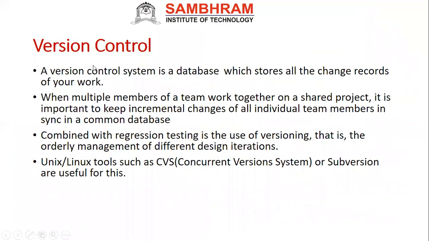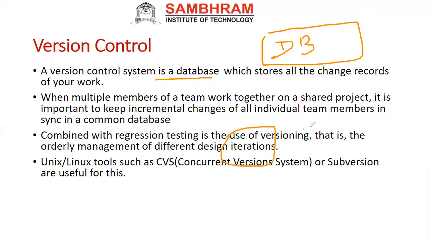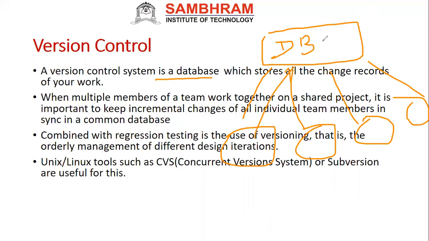The next is version control. Now the version control system is a database. It is a database, because this is your database, and version control means people are working on it, correct? So all 4 members can access this database. This database stores all the change records of your work. Whoever is working, if they make any modification, they must update, so the old data will be replaced with the new data in the database.